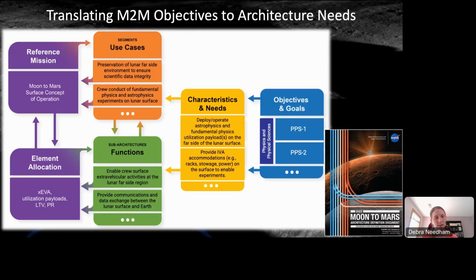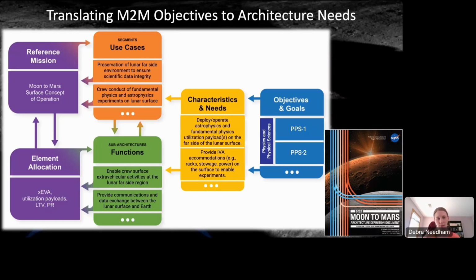So we need, again, kind of going back to deploying and operating astrophysics and fundamental physics. In particular, for at least the first of our objectives, we want to be able to do that on the far side of the moon. That's going to drive different architecture capabilities, and then providing IVA, intravehicular accommodations, such as racks, stowage, and power on the surface to enable experiments. And then going on from there, part of supporting those far side opportunities, to take advantage of that radio quiet zone, we need to preserve that far side environment to ensure scientific data integrity for those investigations. And then have the crew conduct fundamental physics and astrophysics experiments on the surface. And then we need to enable crew surface EVAs and IVA activities, of course, and providing common data.